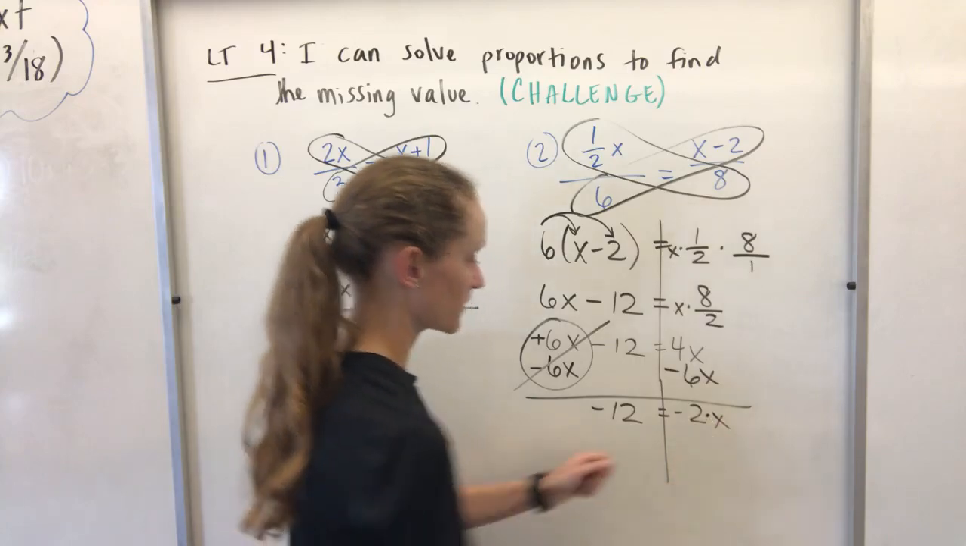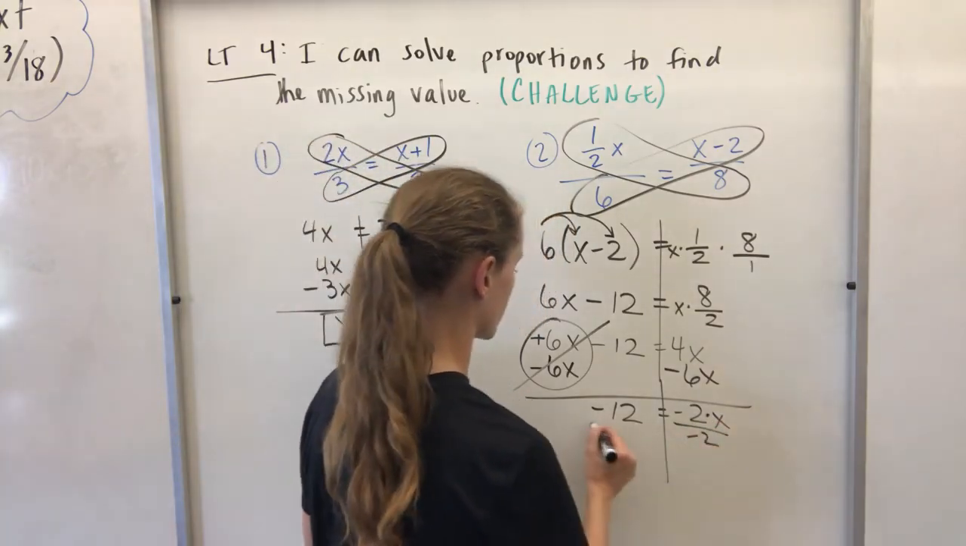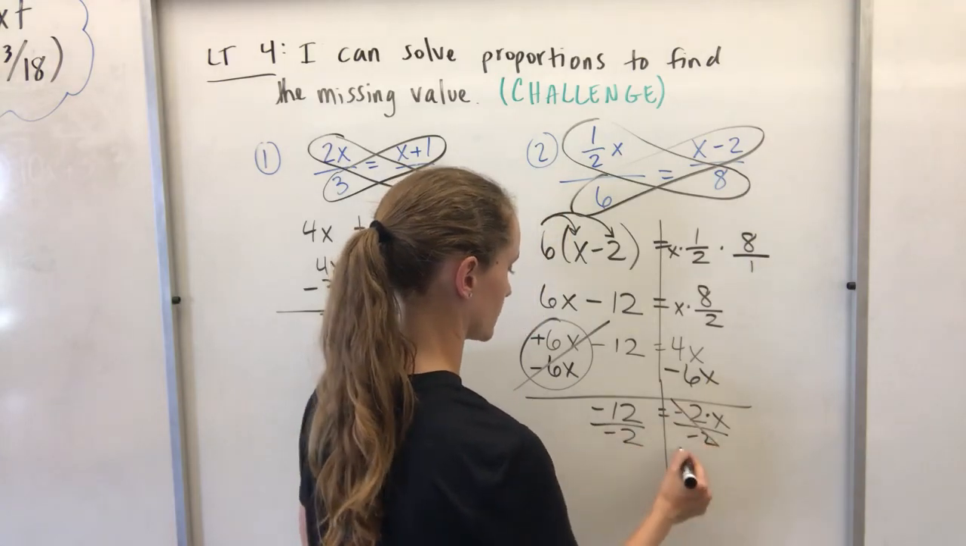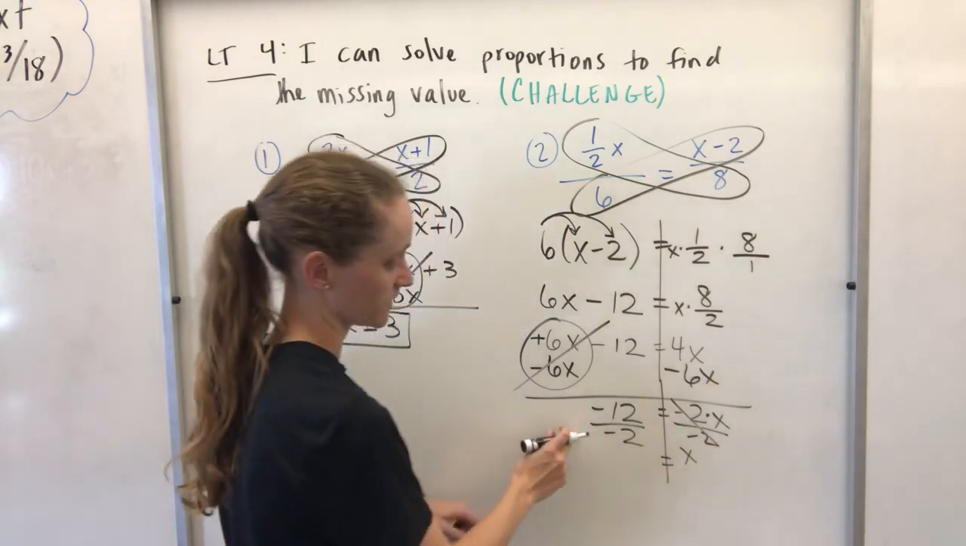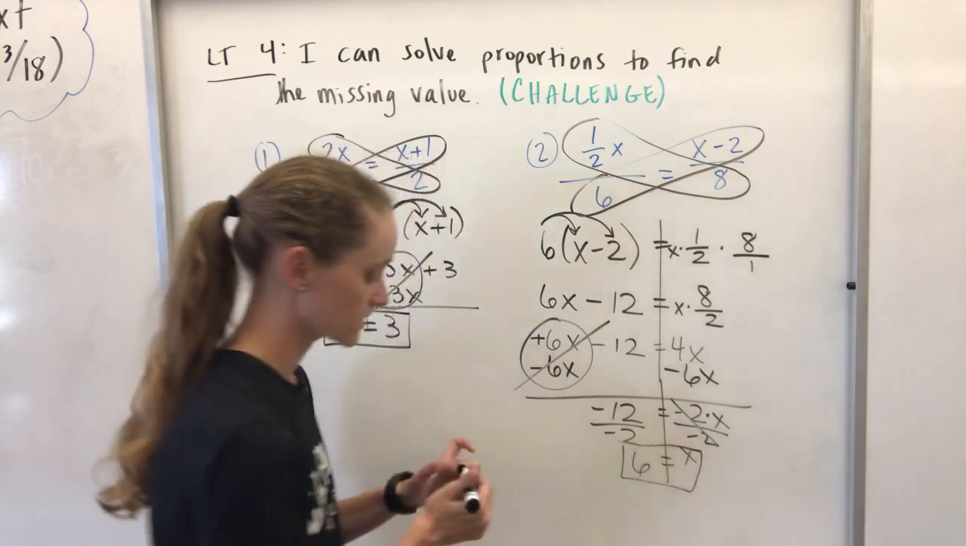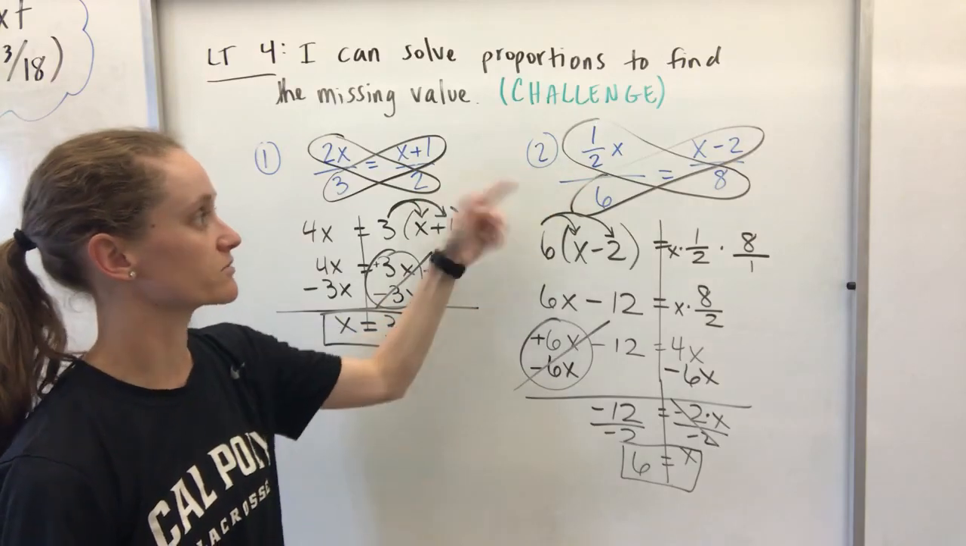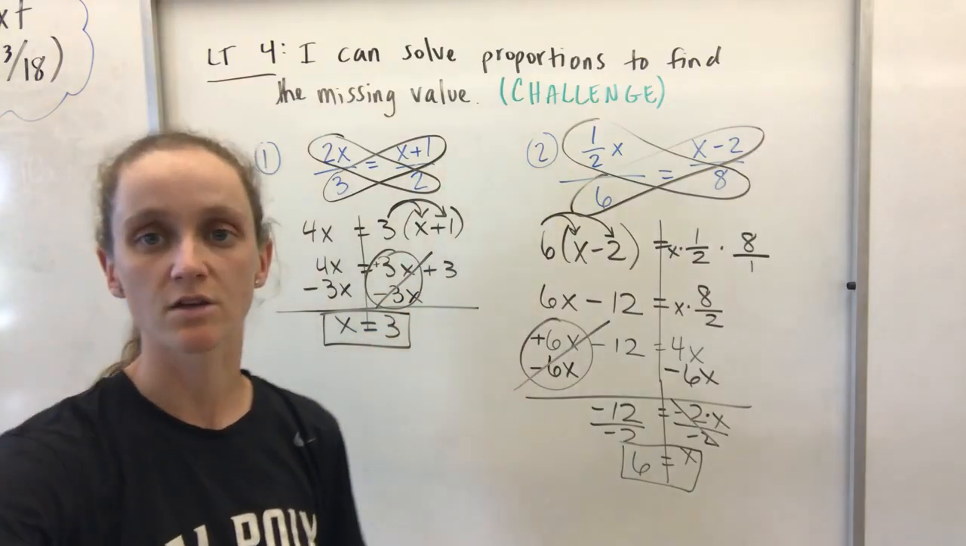And then remember, if I'm multiplying by -2, the opposite is dividing by -2. So that means a negative divided by a negative is a positive, so my answer would be 6. So even though both of these have a little bit more complicated terms in them, you're still just cross multiplying and solving for x.